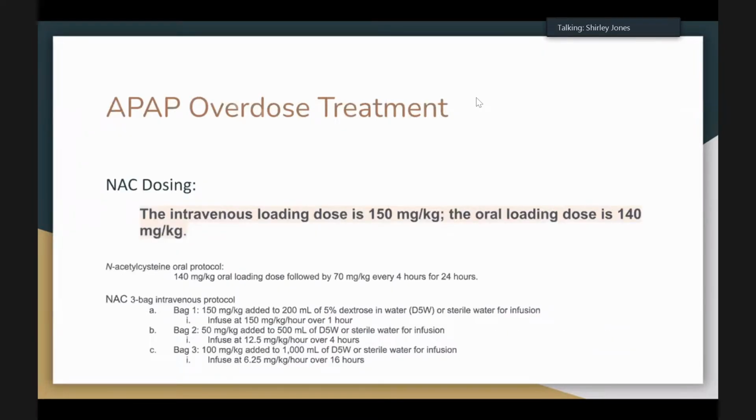So how do we dose this? Again, the magic number is 150. So this below is like the whole protocol, which I will never remember. So in the emergency department, I think this is the important thing for us to remember. If you're doing IV, you give 150 mg per kg. If you're doing oral, you do 140 milligrams per kilogram. And then you can look this up later or send them to the tropical medicine floor.